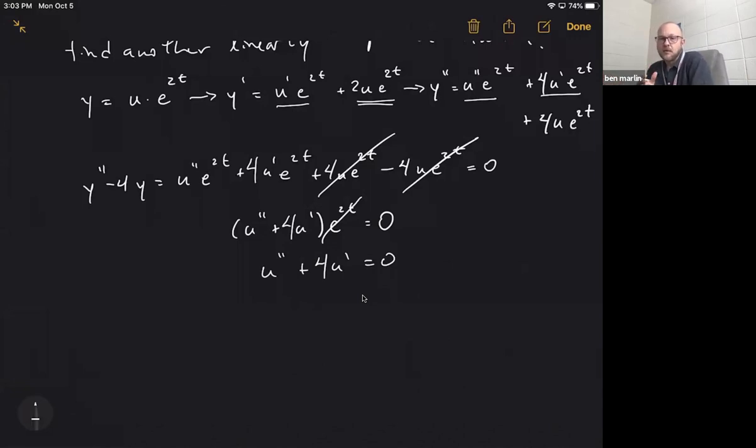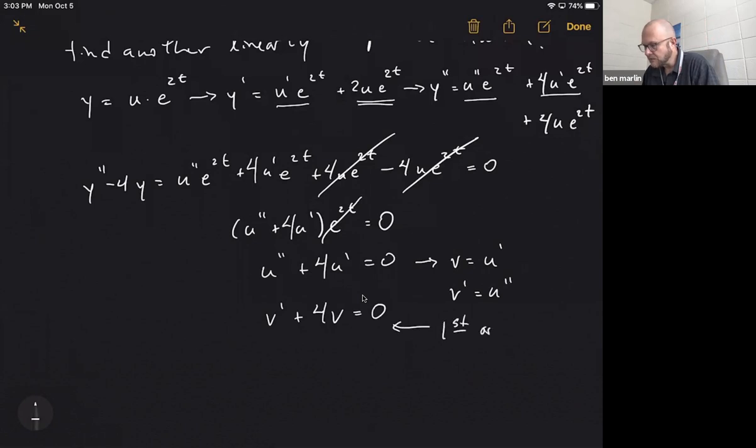And as I said before, it seems like that didn't help because it's still a second order equation. But you could say, hey, I'm going to set v equal to u prime, which means v prime is u double prime, and this becomes v prime plus 4v equals 0. Now, if you don't have any problems just dealing with u prime as a symbol, you don't really have to do this. But for me, it's helping us see that this turned into a first order linear equation.